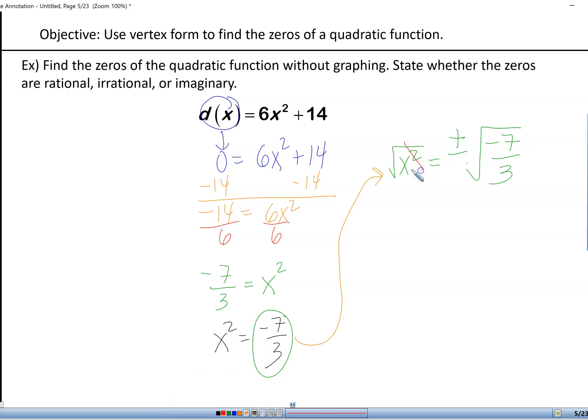So now the square and the square root would cancel, giving us x equals. All right, here's where we've got some work to do to get this into its simplest form.